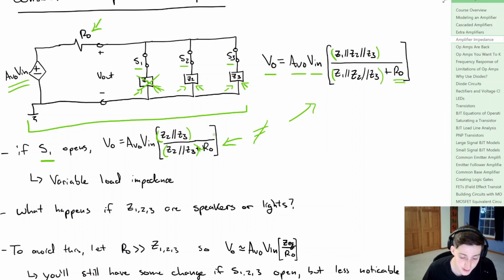And what this tells us is that we have a variable load impedance depending on which combination of these switches are closed or open. So if Z1, 2, or 3 are speakers, or even lights for that case, we know that if the voltage is changing, the current is also going to be changing depending on what switches are open or closed. And that's not really the best thing, especially if we're looking for something like homogeneity in noise output from the whole system or light output from something like the LEDs.